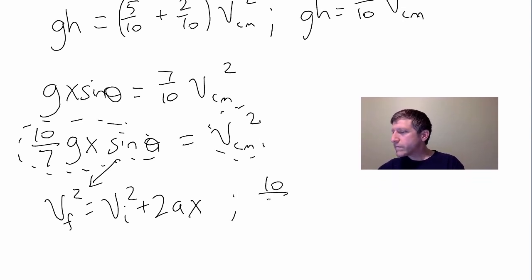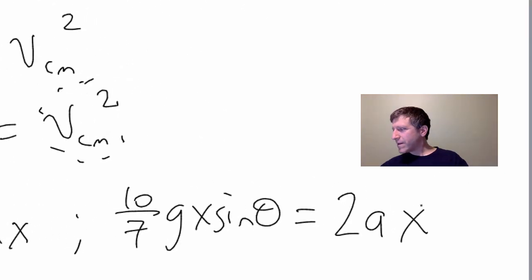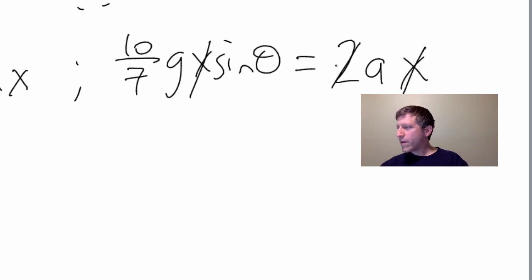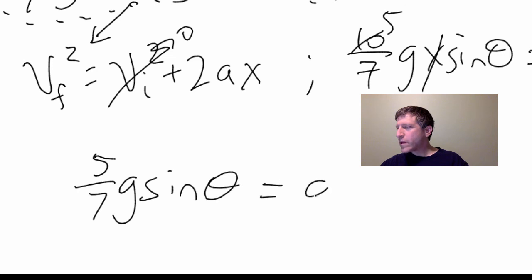10/7 g x sine theta is equal to, this v initial squared is 0, just equal to 2ax. Hey, check it out. Canceling this out, that doesn't matter. We've got to divide both sides by 2. So that'll give us, get rid of that, and then we'll have 5/7 over here. So what we're ending up with is 5/7 g sine theta is equal to a.